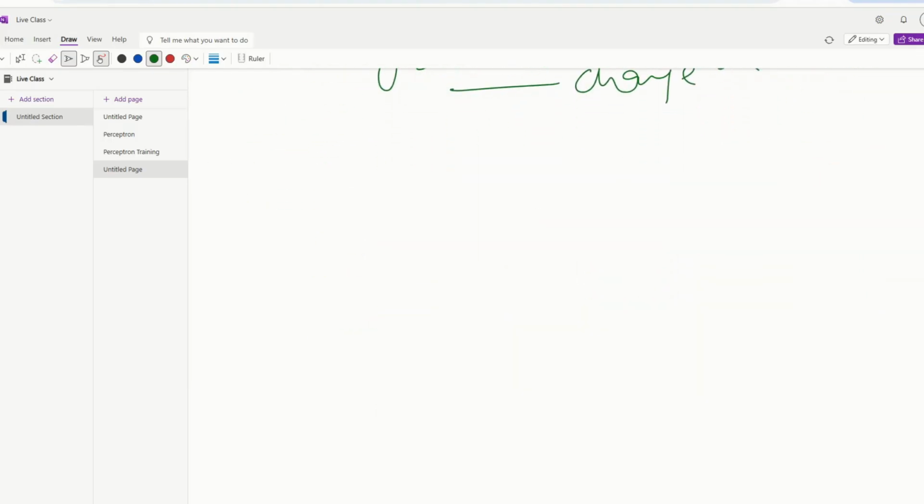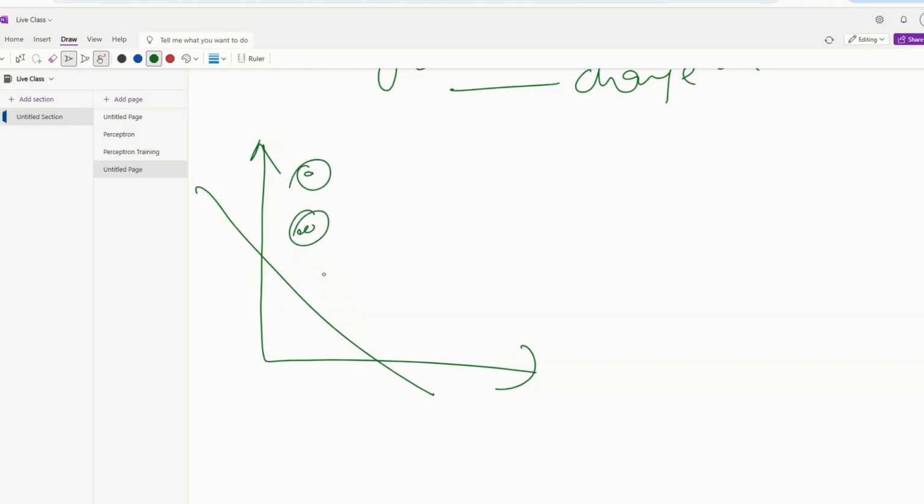Let's suppose I have multiple error points. This is my line, and I have multiple error points, where some points are very close to the boundary and some points are very far away.